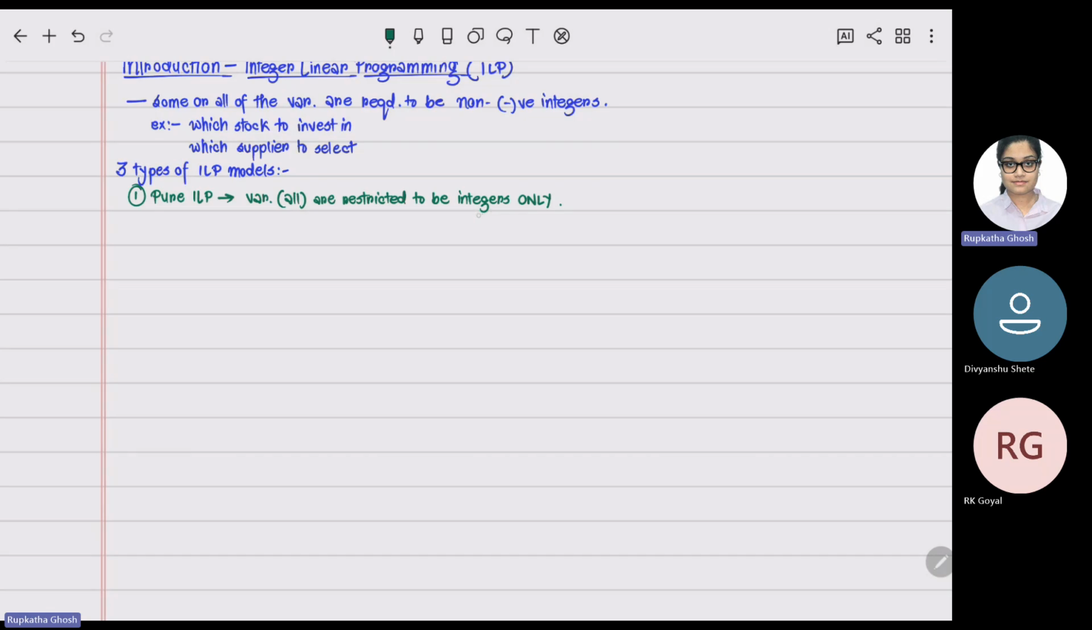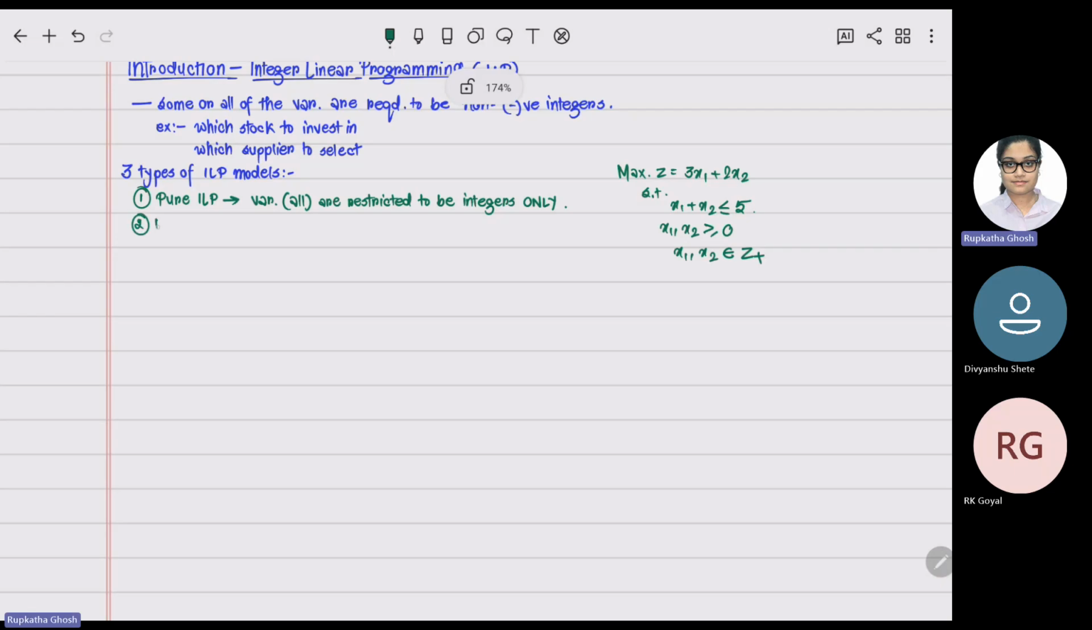For example, say some function, max z is equal to 3x1 plus 2x2 subject to x1 plus x2 less than or equal to 5, and x1 and x2 are greater than or equal to 0, and x1 and x2 are positive integers. Then that is a pure ILP.